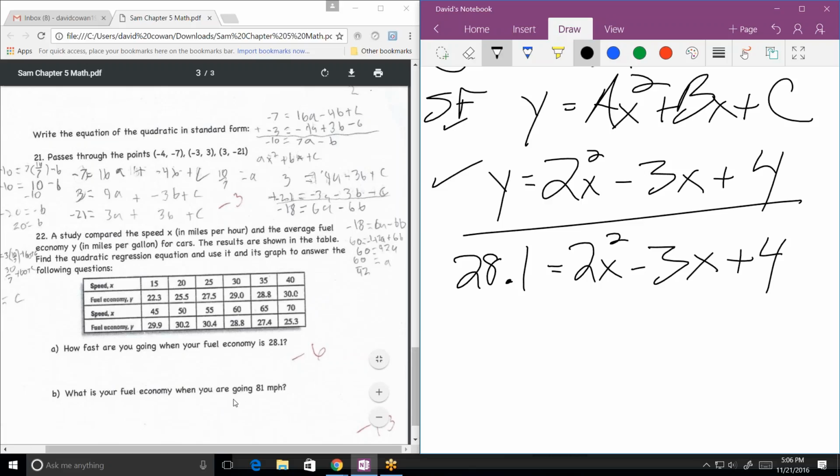What is your fuel economy when you're going 81 miles an hour? How am I going to get that? Y is the fuel economy.